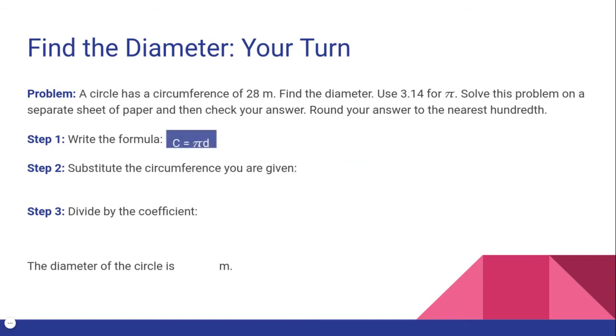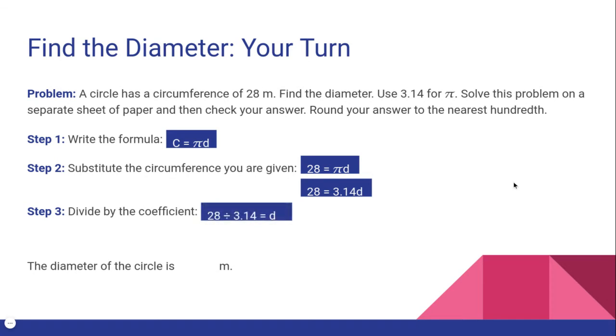Okay, for step 1, you should have written the formula C equals pi d. You were given a circumference of 28 meters, so you would have substituted 28 for circumference. And you're given the value of 3.14 for pi, so you should have substituted 3.14 for pi in your equation.